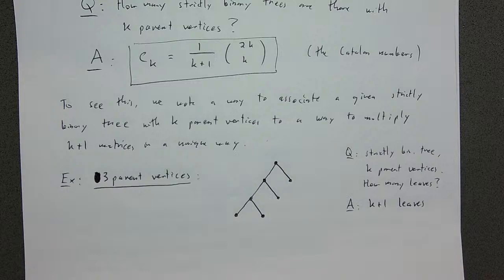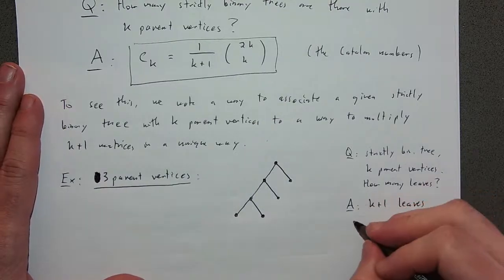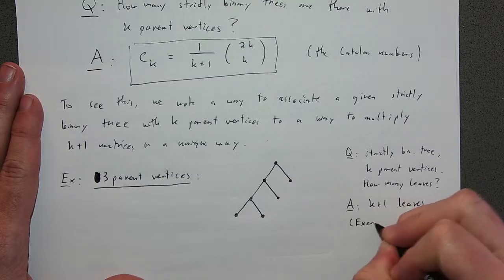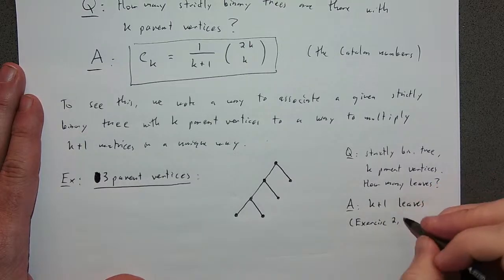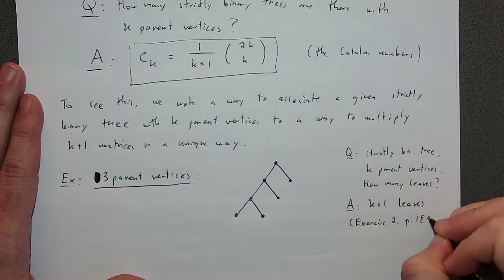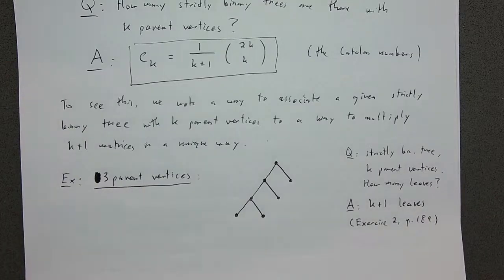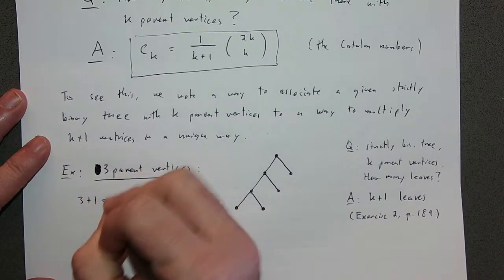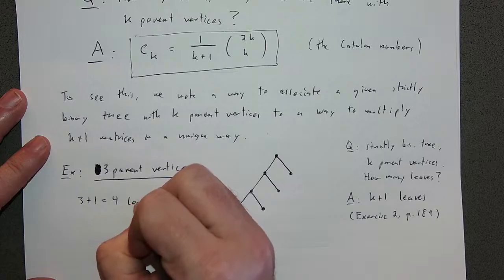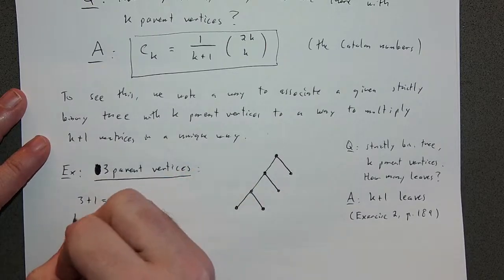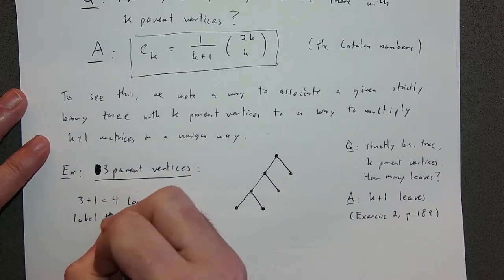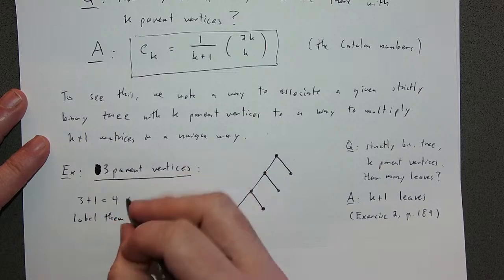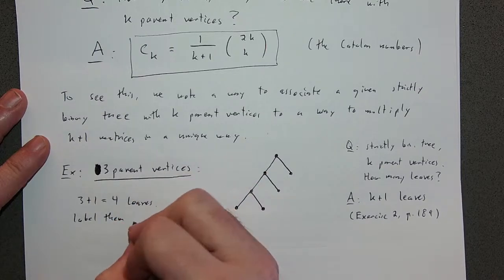This isn't in your recent homework, but it will be in your next. This is exercise 2 in this section. So there's always k plus 1 leaves. So in this case, there are 3 plus 1, that is 4 leaves. Label them from left to right.